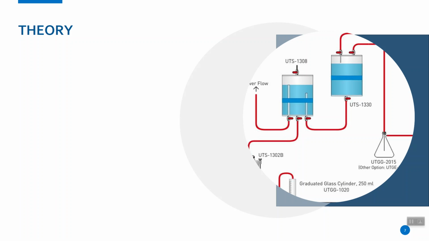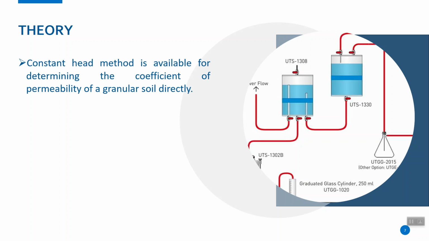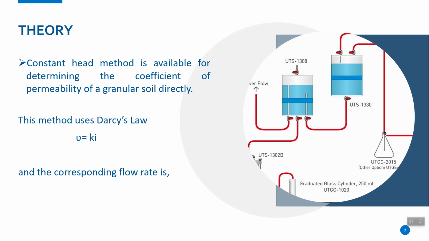I would like to talk about some theory. The constant head method is available for determining the coefficient of permeability of a granular soil, not for clay soil. It is intended for granular soil. This permeability method is based on Darcy's law. This equation is the Darcy law equation, and the corresponding flow rate is Q equal to KIA, where K is the permeability of soil, i is the gradient, and A is the area of the soil sample.